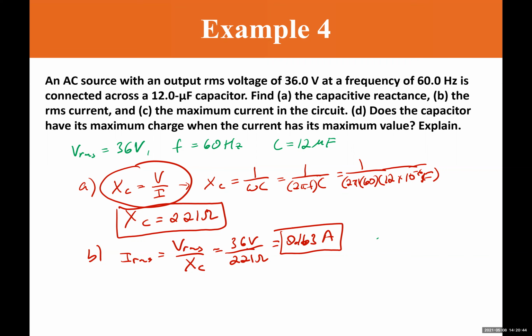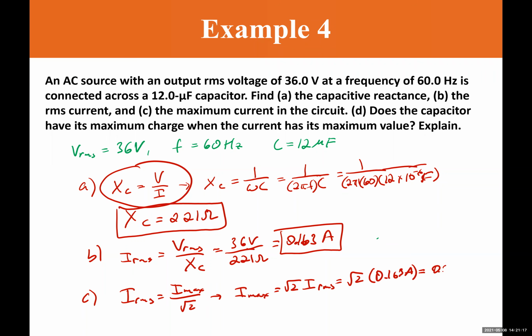Part C says, what is the maximum current in the circuit? Well, once you have RMS, then you can use that to find the maximum or the peak current, because I RMS, remember, is equal to I max over square root of 2, which means I max is equal to square root of 2 times I RMS, which is square root of 2 times 0.163 amps. So that will give us 0.230 amps.